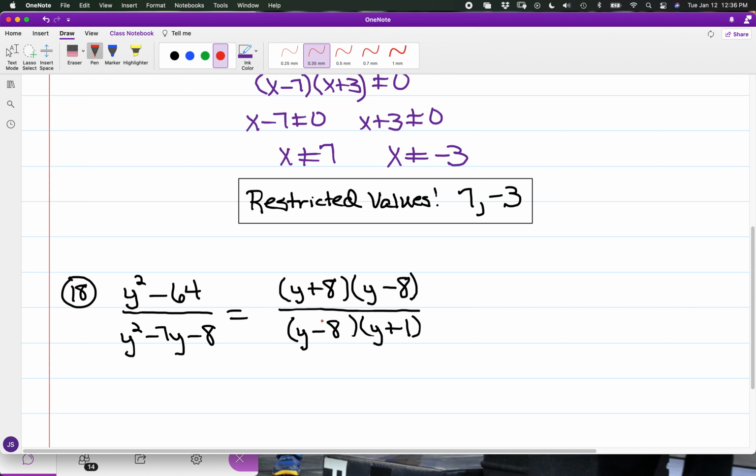And so looking at the reduction, y minus 8 is shared, and that will cancel out. And then for the simplified form of what we have in number 18, this will go to y plus 8 all over y plus 1.